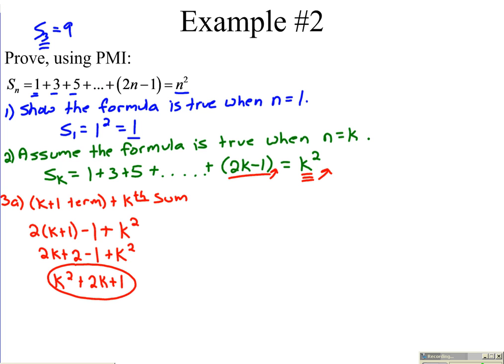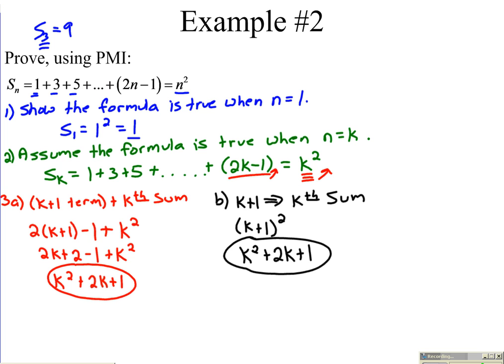Now we need to do part B. Part B, well, we know that this formula is telling us that we should just be able to plug the term number in to get that same sum. So now we're going to put the term number into our sum. So we want to take our k plus 1, and we want to plug that directly into our kth sum. So we get k plus 1 quantity squared. FOIL that out, k squared plus 2k plus 1. And we see that these two things are equal.